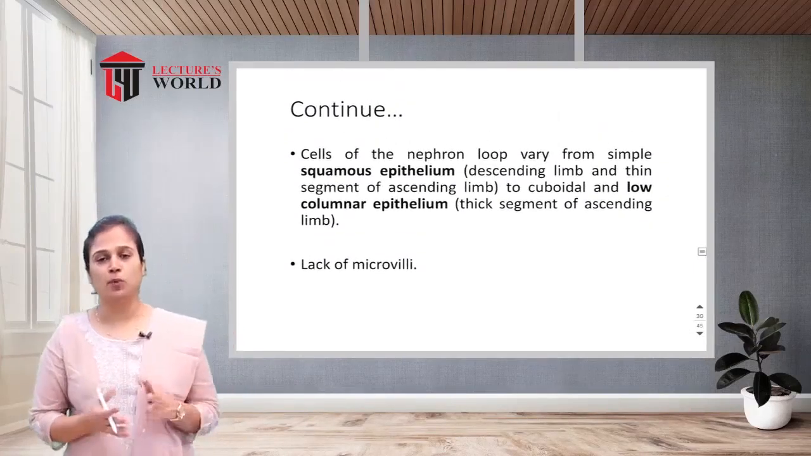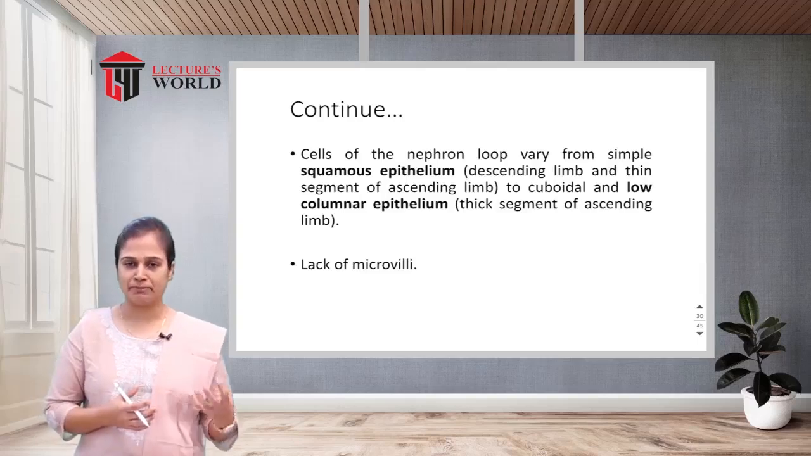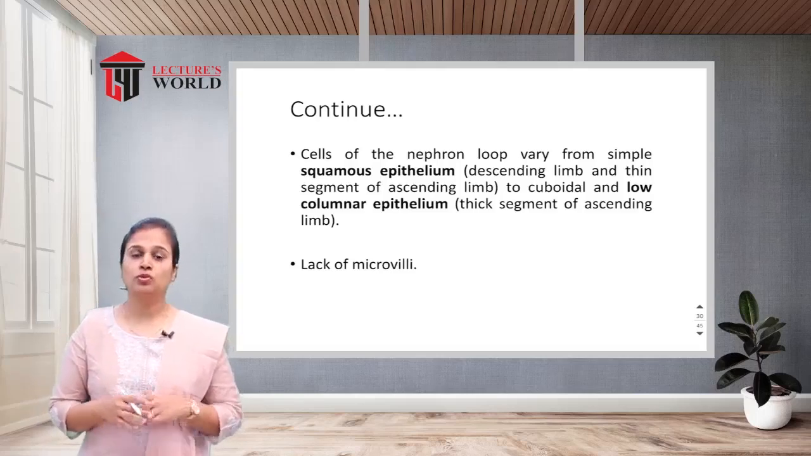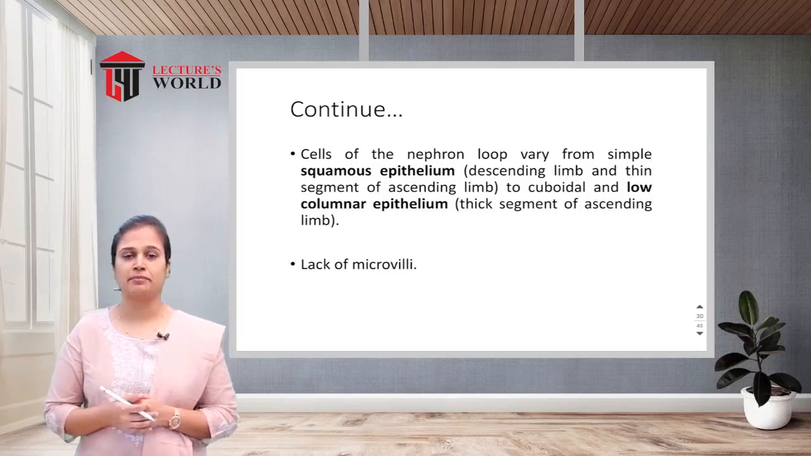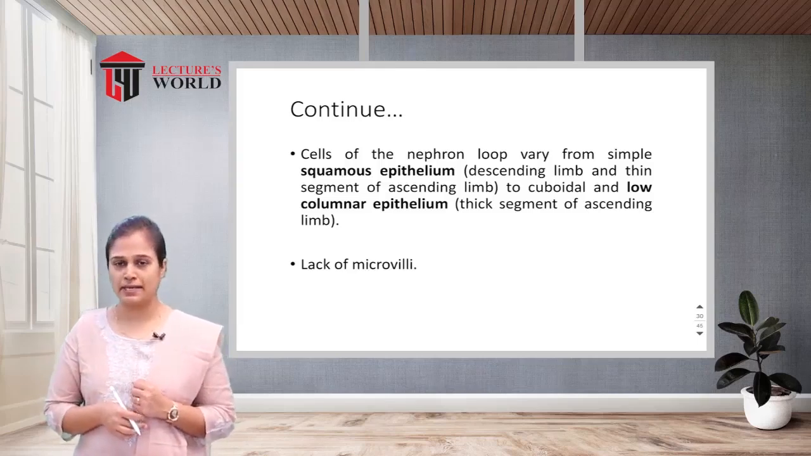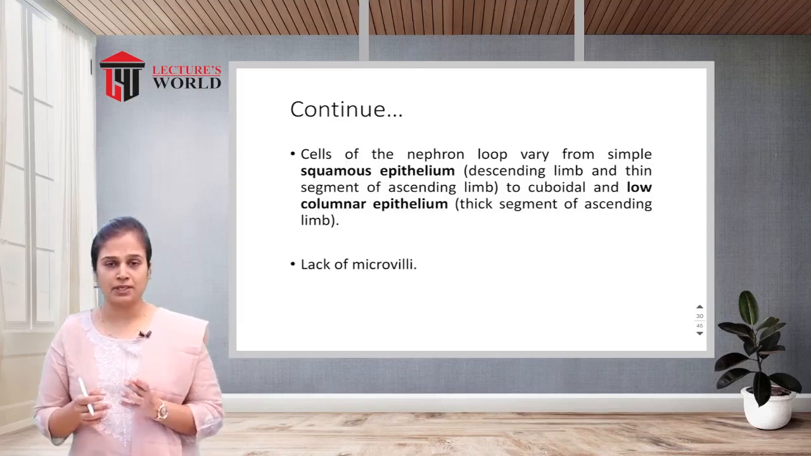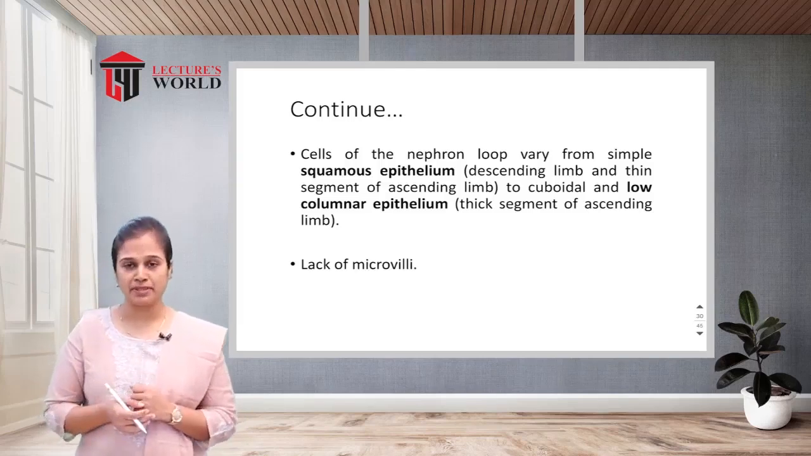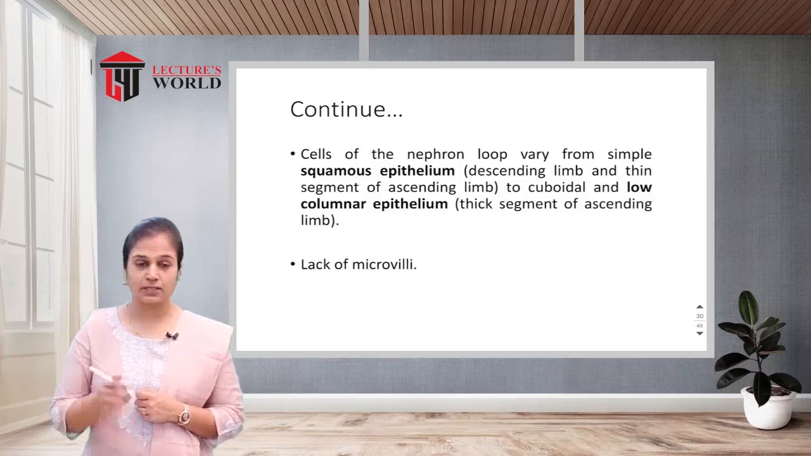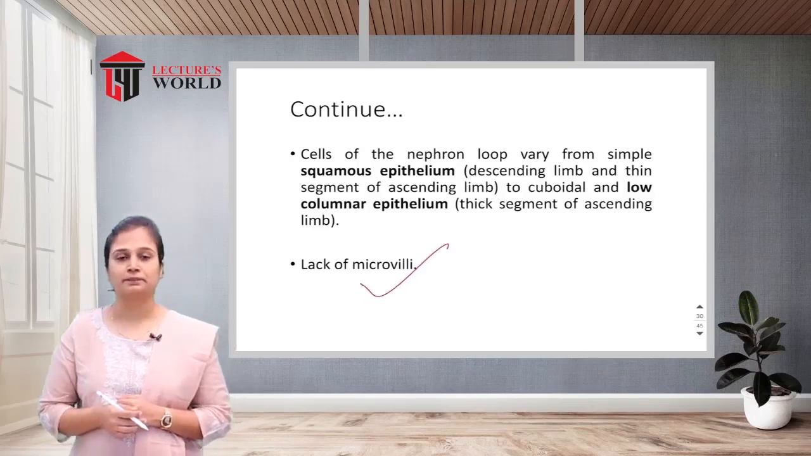The cells of the nephron loop vary from simple squamous epithelium, which is present in the descending limb and the thin segment of the ascending limb, to cuboidal and low columnar epithelium. So in nephrons, different types of cells are present. First is the simple squamous epithelium, in the descending limb and the thin segment of the ascending limb. There are cuboidal cells and low columnar epithelium in the thick segment of the ascending limb, but over here there is a lack of microvilli.